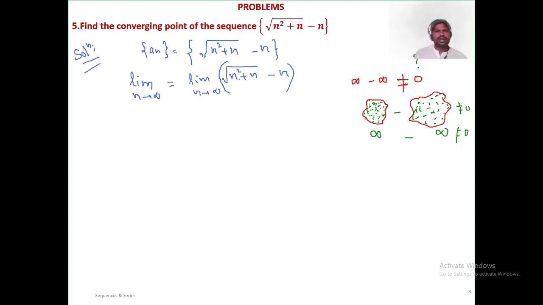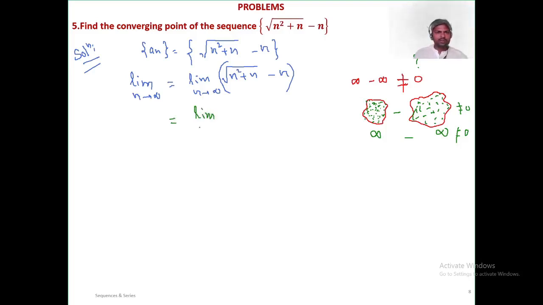Take common, you have to cancel out, but it is not a fraction. Look at the previous problem. Square root over n upon n plus 1 I had taken. So I took n common and cancelled out because it is a fraction, but here it is not a fraction. Then what to do? The trick is you rationalize it.